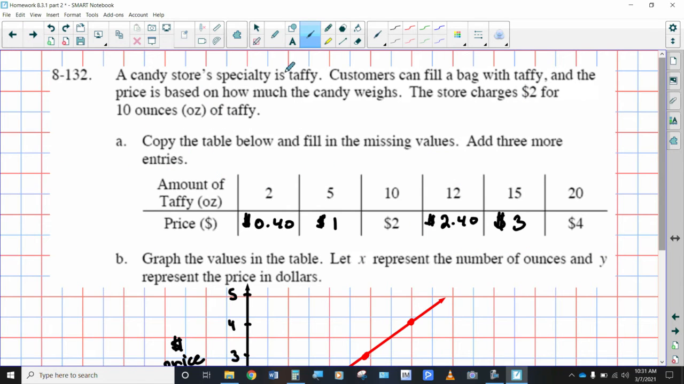All right, the candy store's specialty is taffy. Customers can fill a bag with taffy, and the price is based on how much the candy weighs. The store charges $2 for 10 ounces. So that must be how much per ounce? If you take $2 and divide it by 10 ounces, that gives you 20 cents per ounce.